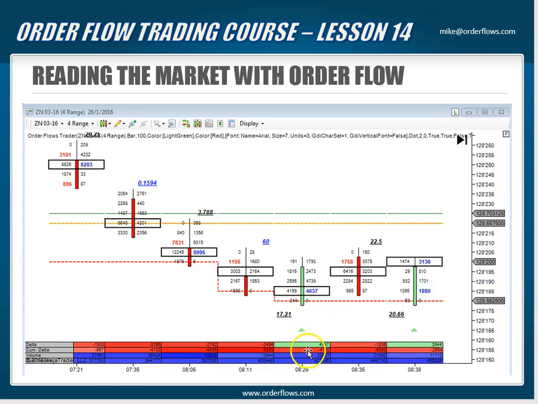But what you're seeing is some strong buying come in. Even though we hit the low, boom, there's buying coming in right after. You're seeing buying imbalances, buying imbalance.